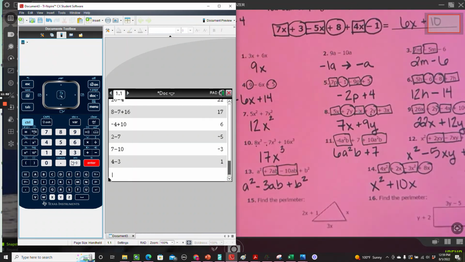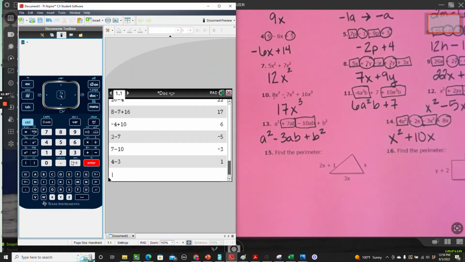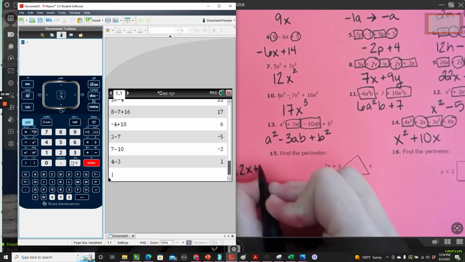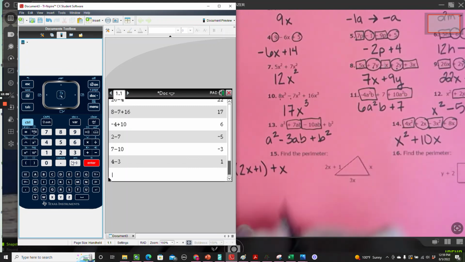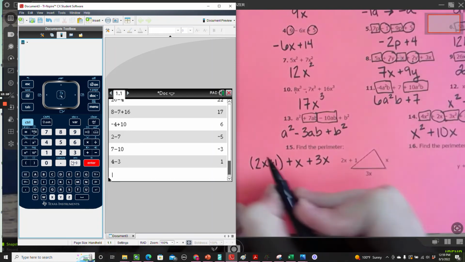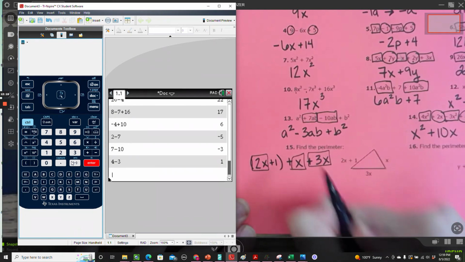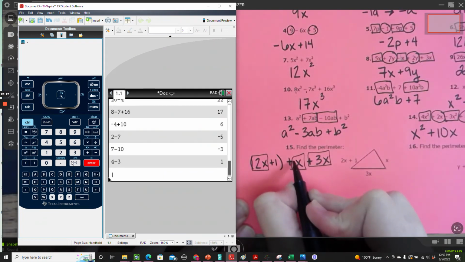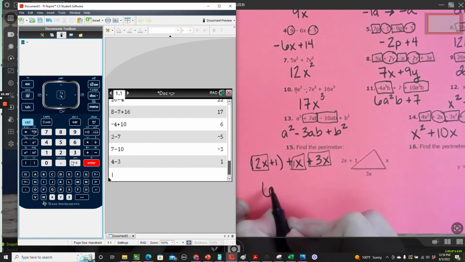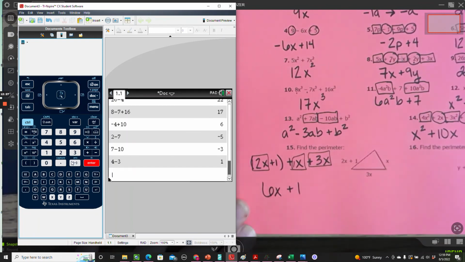Now we can also combine like terms when we're doing things like this. Find the perimeter. So perimeter of a triangle, we add all 3 sides. So I would do 2x plus 1 plus x plus 3x, and then I'm going to go back and combine like terms. 2x goes with x, goes with 3x. Remember the x has a little 1 there, so 2 plus 1 plus 3 gives me a 6. Tack the x onto the end, and we still have that little lone constant. We can't forget about him.